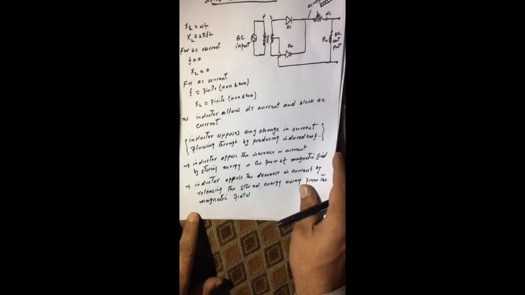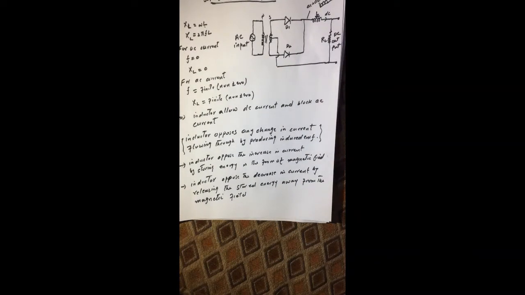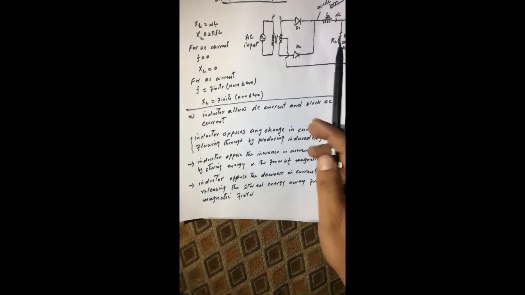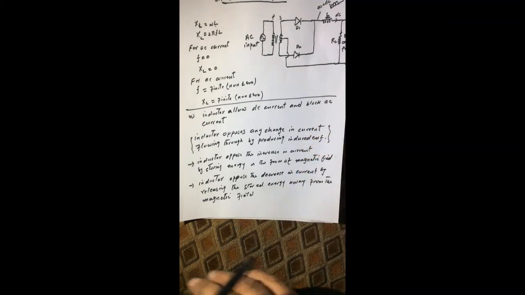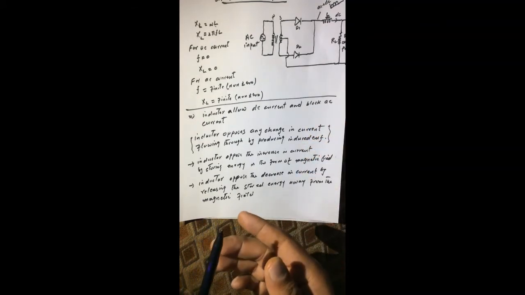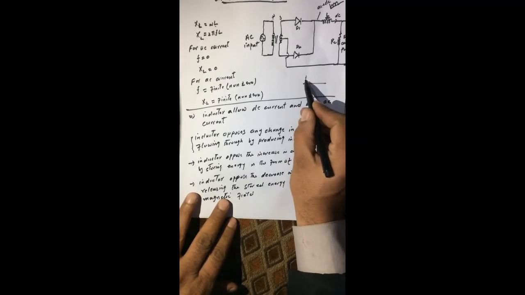So it smoothens the output current, and once the output current gets smoothened, it means that the ripple will reduce. So we have two explanations for the flow of AC and DC current. DC current is constant, so once DC current flows through the inductor, it neither stores energy nor releases energy, because the DC current is constant. DC current is like this.